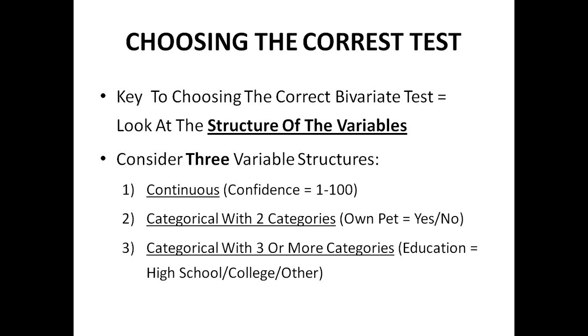And number two, categorical with two categories, such as do you own a pet, yes or no. So the two categories being responded to are yes or no. And number three, categorical with three or more categories. So let's say education, if we looked at it in three categories, high school, college, or other, that would be a three-category variable.